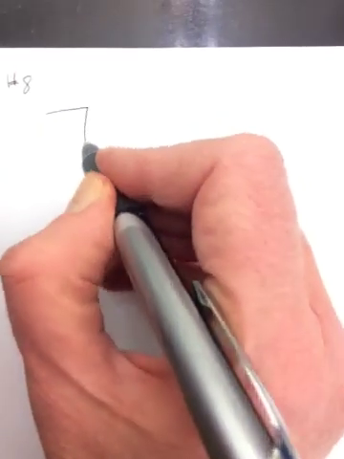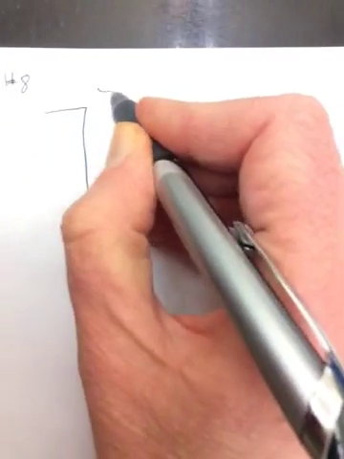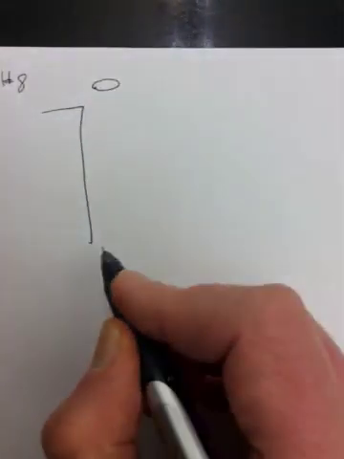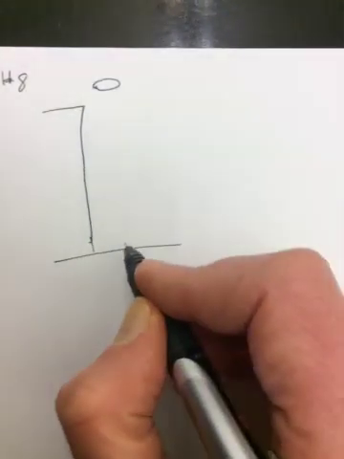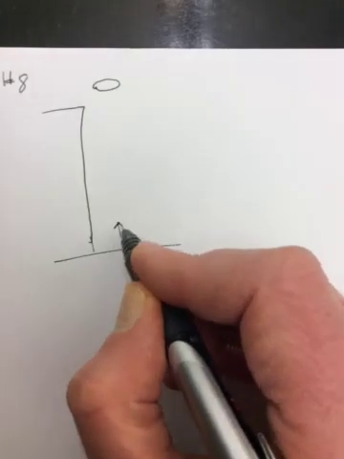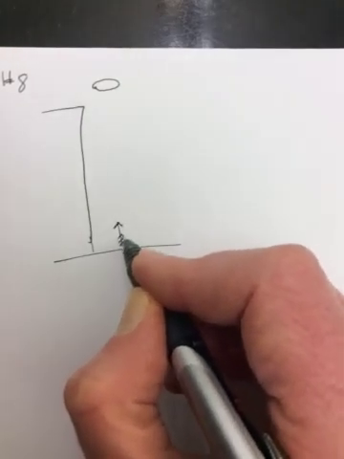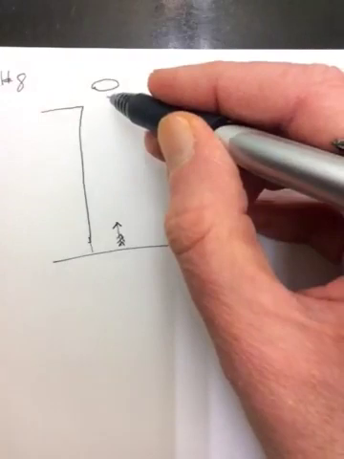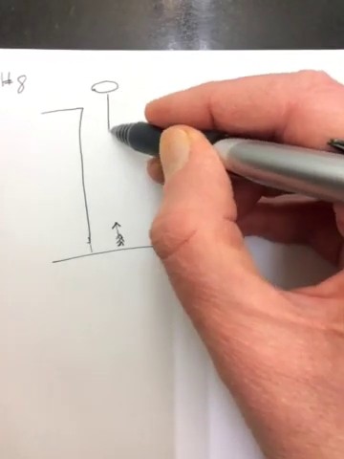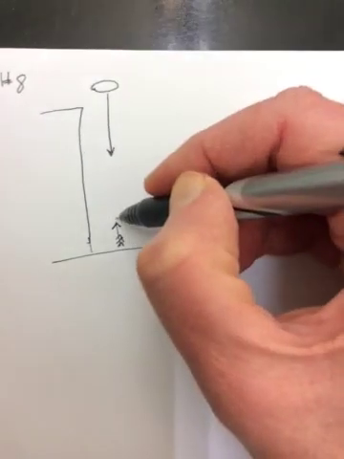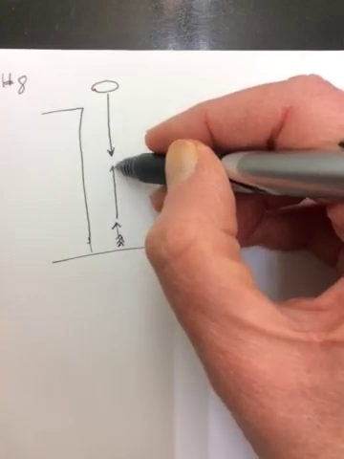Okay, so here's my cliff. Here's my watermelon. Here's my arrow. At the same time as the watermelon is let go to fall down, the arrow is shot upward.